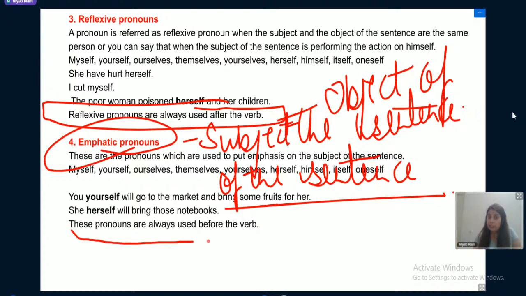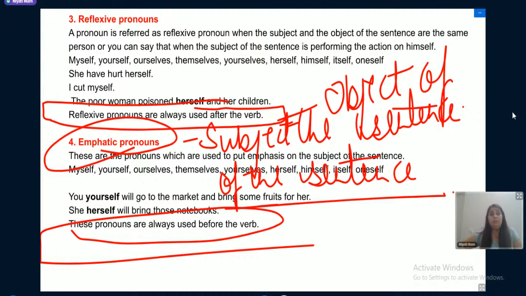So you can say these pronouns are always used before the verb. Reflexive pronouns are always used after the verb. Emphatic pronouns are always used before the verb. Is that clear to everyone? Emphatic pronouns are always used before the verb.